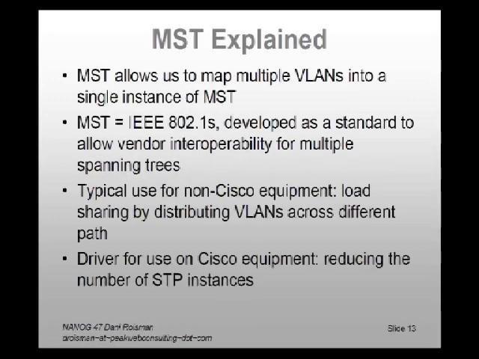So MST allows you pretty much to map multiple VLANs into a single instance. 802.1s is a standard, allows really good vendor interoperability for multiple spanning trees where some vendors were doing single instances. Typical use in a non-Cisco environment is you're doing load sharing, you're sending some VLANs live here and some VLANs live there in a ring, VLANs in multiple different directions. Now the driver for using this on Cisco equipment, because Cisco already has this wonderful per VLAN, well, you need to reduce the number of instances.